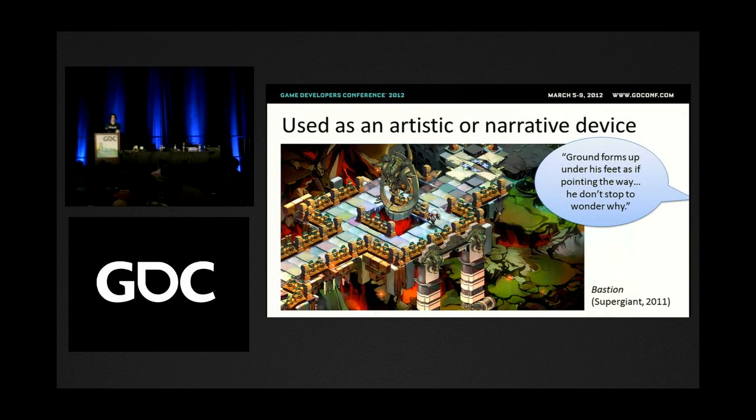Other games use it as an artistic or a narrative device. Bastion has an omniscient narrator who responds to everything the player does with some kind of specific speech. This is not because the player needs to be told what he is doing, but because that's what the game is about. It's about storytelling. It's about creating the world through your actions. That's how the game lets you know that it's paying attention.